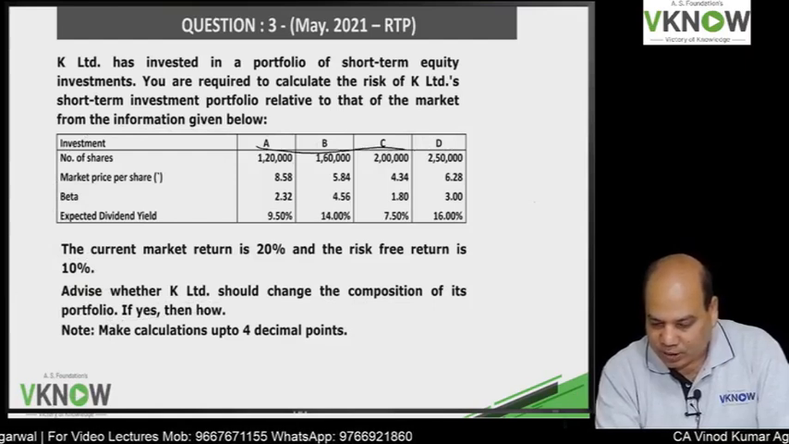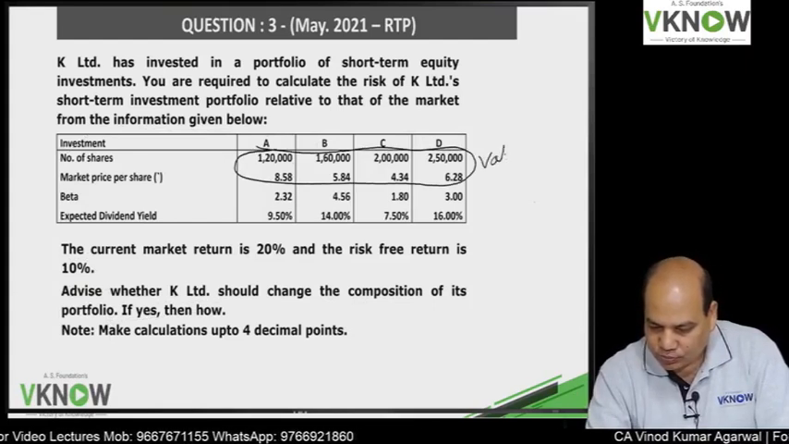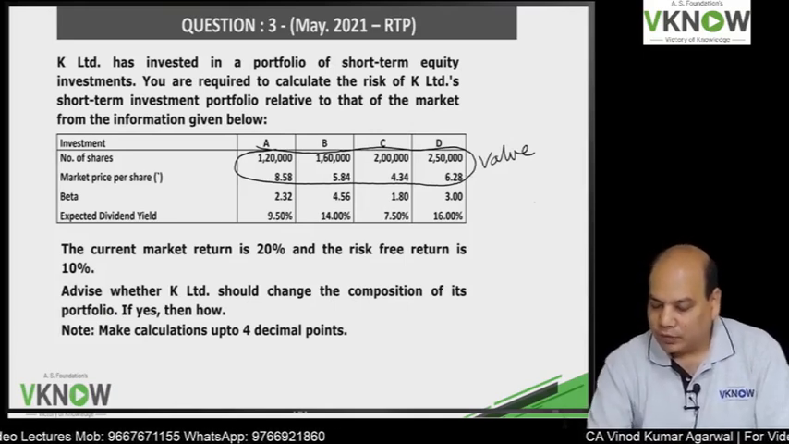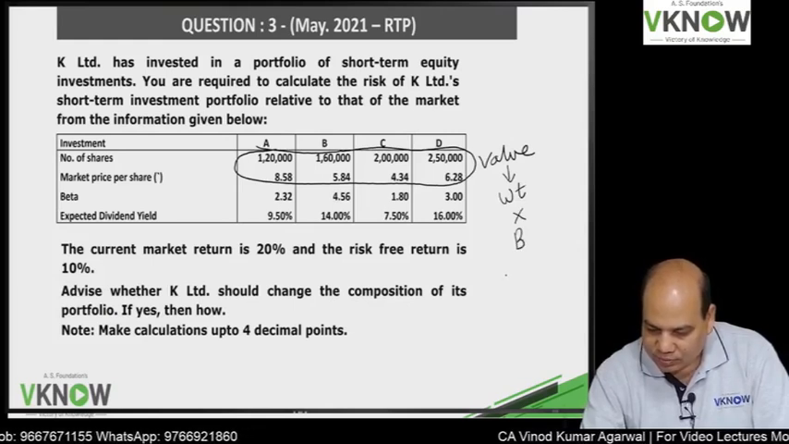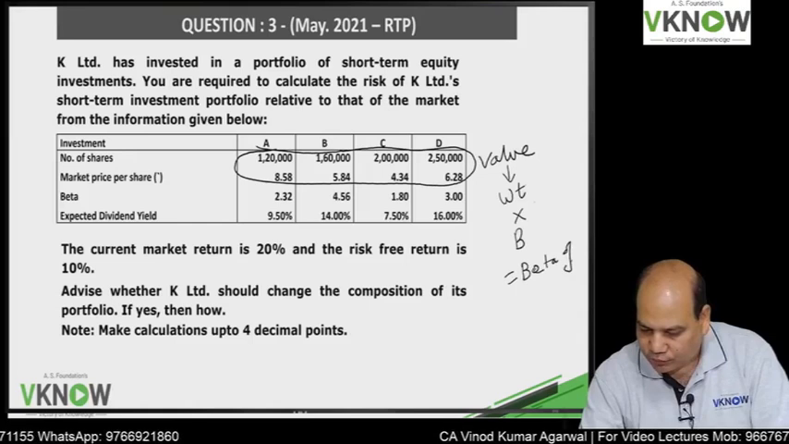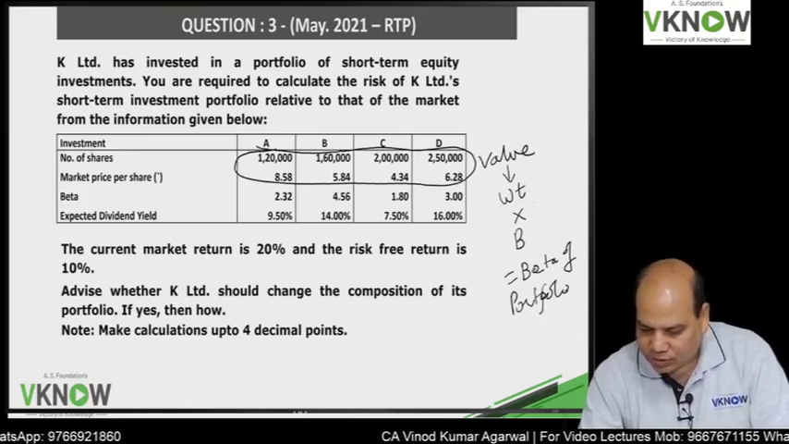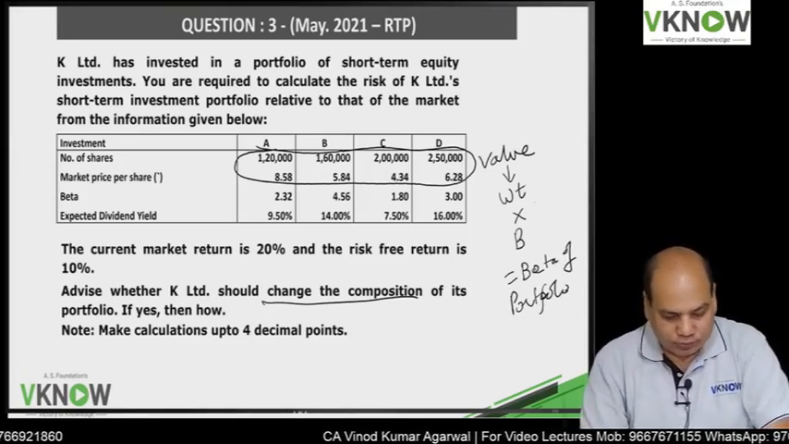And how do you calculate the beta? First you have to multiply these two. That will give you value. Convert value into weight. Multiply by beta. That will give you beta of portfolio. After that we will answer this question, should we change the composition of the portfolio or not? Is it right?